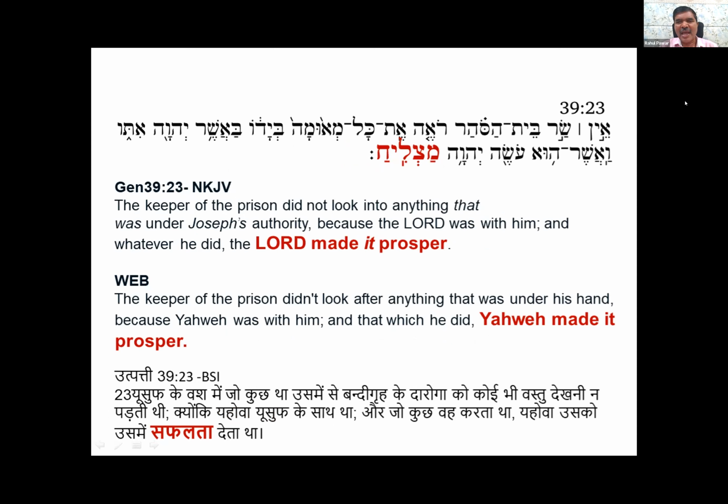Here the scripture says the keeper of the prison did not look into anything that was under Joseph's authority because the Lord was with him, that is, Yahweh was with him, and whatever he did, Yahweh made it prosper. Again, the word Saliak. The keeper of the prison didn't look after anything that was under his hand because Yahweh was with him, and that which he did, Yahweh made it prosper.